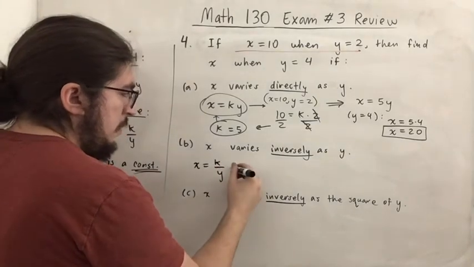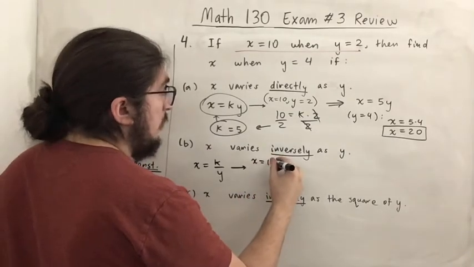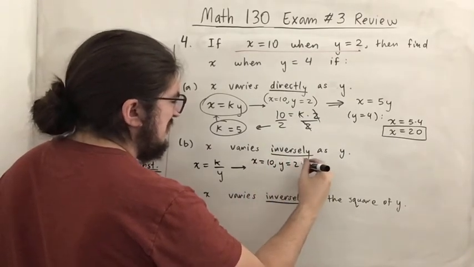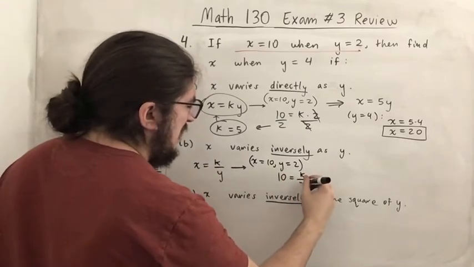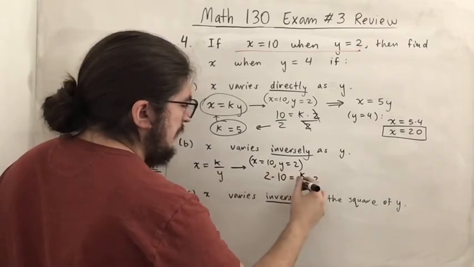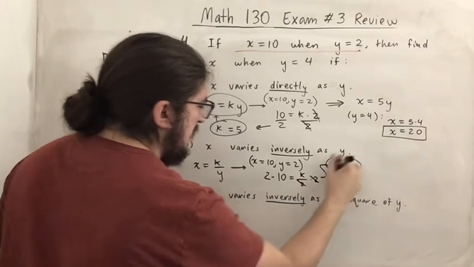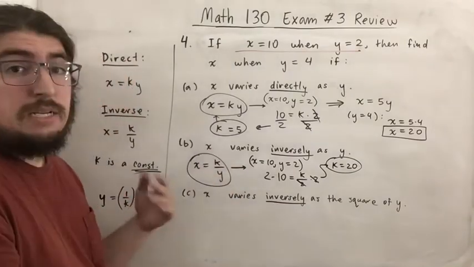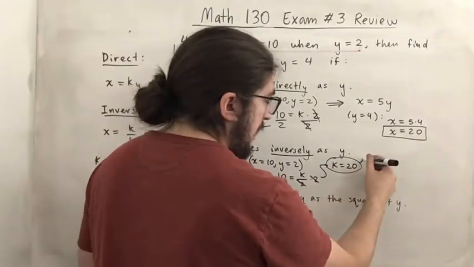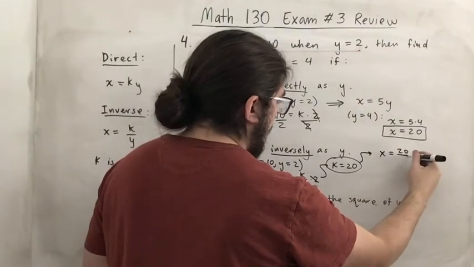Okay, then I'm going to use our first condition here. Let x equal 10 when y is equal to 2. Plug those values in, we get 10 is equal to k over 2. Multiply both sides by 2 here to get k by itself. We end up getting that k is 20. Right, 10 times 2 is 20. So in fact, this equation really is x is equal to 20 over y because k, our constant, is 20. So we get x is equal to 20 over y.